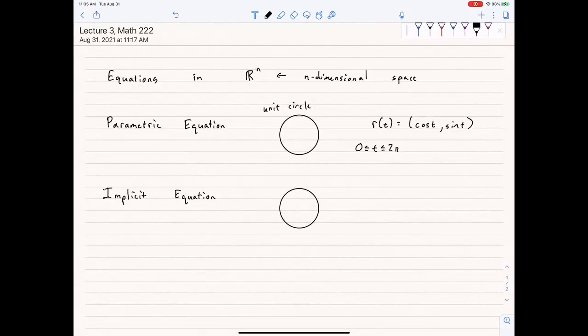Now for the same circle, you have another equation: x squared plus y squared equals 1. These both describe the circle, but how are they describing it? In the first case, you give me a single parameter t between 0 and 2 pi, and I'll specify a single point on this circle. Think of t as time. At time 0, I start here, and then I go at constant speed around the circle.